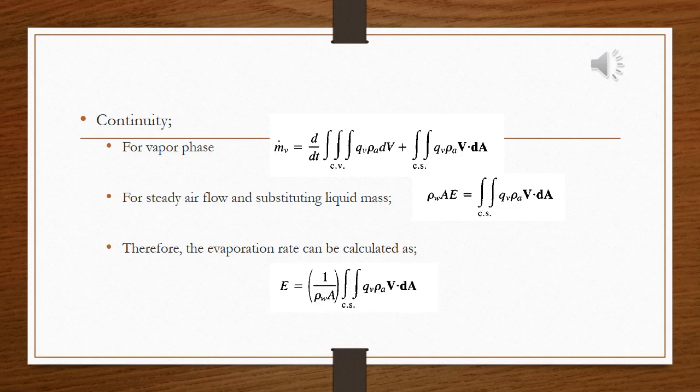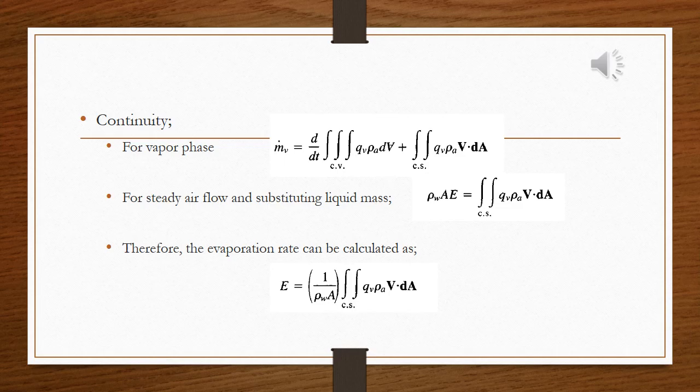And therefore the evaporation rate can be calculated here. We are taking the evaporation rate and then we divide both sides by rho w A, so it's going to be equal to 1 over density of water times area, close parenthesis, and then we take the surface integral of qv rho a v dA.